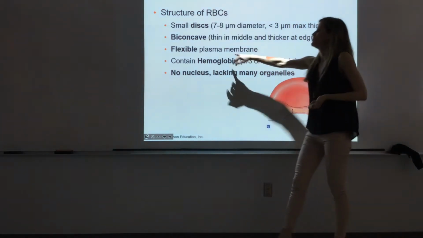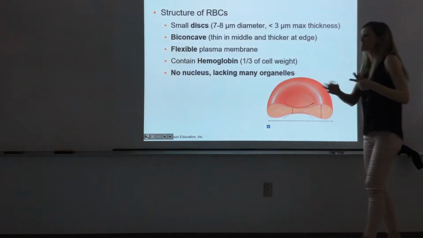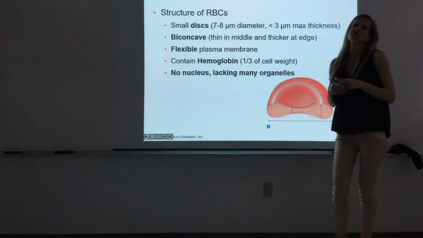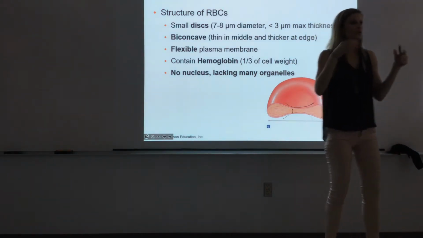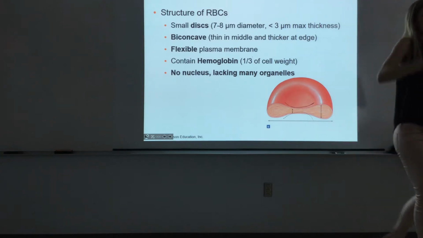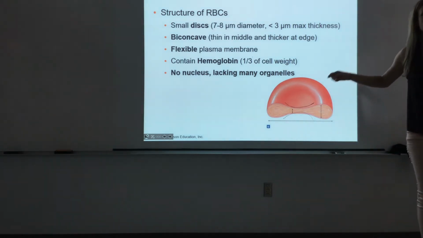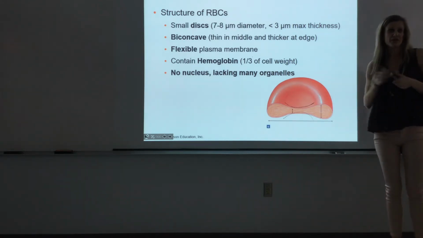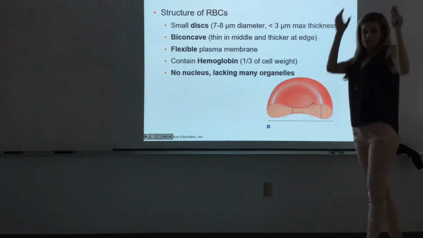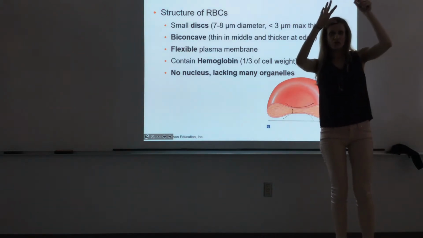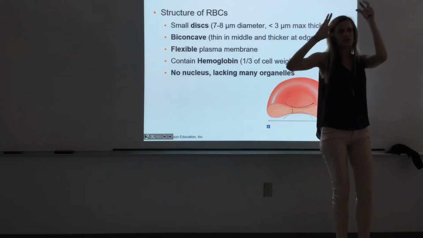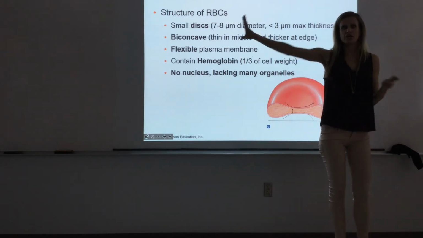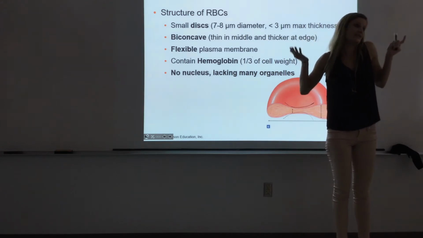Along the lines of being flexible, we have a flexible plasma membrane. It's a lot more fluid than some other cells that we have. And we already mentioned that about a third of the cell's weight is hemoglobin. So when you actually look at the weight of a cell, you see hemoglobin and you see water. That's pretty much all the weight in the cell. When we look at them, we'll see that there's no nucleus. When the red blood cell is going through development, from the stem cell through proerythroblast and erythroblast and reticulocyte, we'll see that there's a stage where it ejects the nucleus, gets rid of it, because it doesn't need a nucleus.